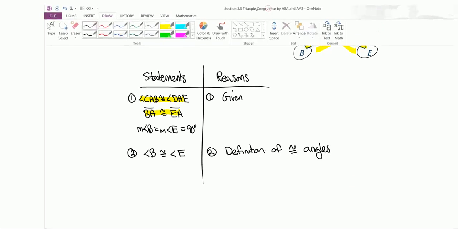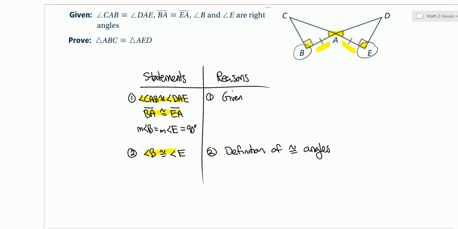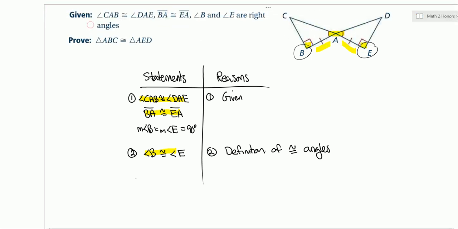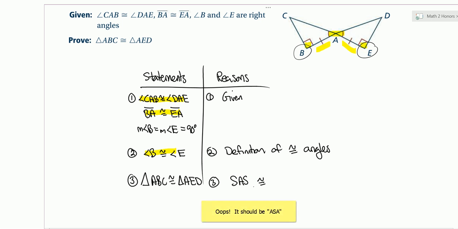And so now we have everything we need to prove the triangles congruent. We have side angle side, and so we can end our proof stating triangle ABC is congruent to triangle AED, and our reason is side angle side congruence. And we have our proof.